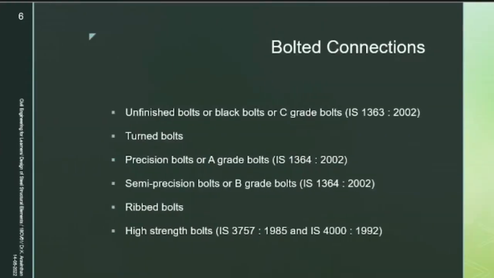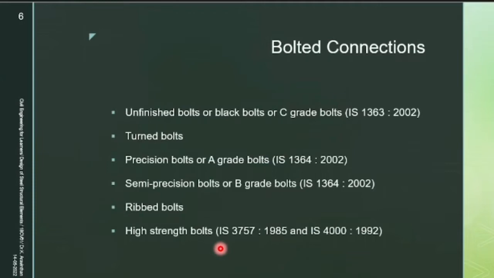So we have 6 types of bolted connection. First one is unfinished bolt, which is also called black bolt or C grade bolt, which is covered under IS 1363. Second one is turned bolt, and then precision and semi-precision bolt. The last two are ribbed bolt and high strength bolt.